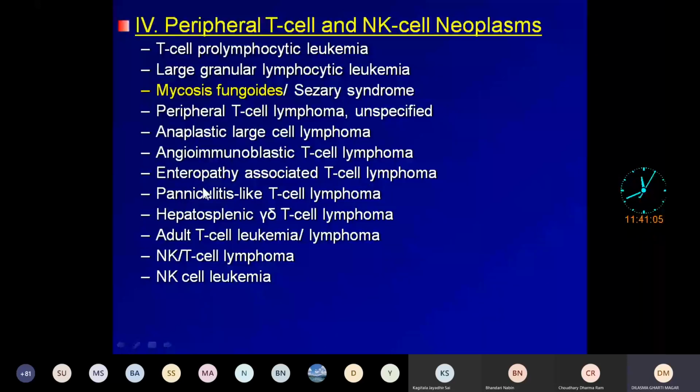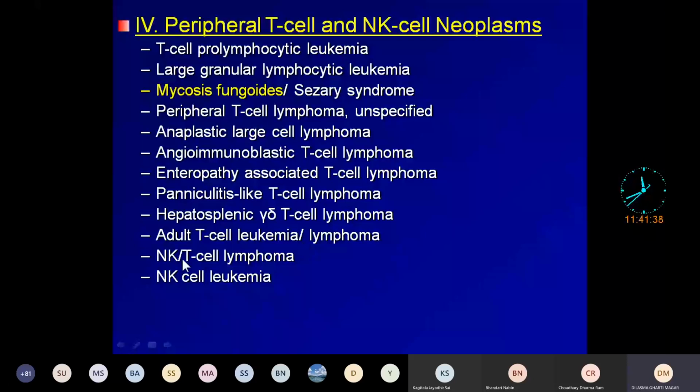And panniculitis like T cell lymphoma. Panniculitis means it is the inflammation of the fat cells or the adipose tissue, that is known as panniculitis. So the name is like panniculitis like T cell lymphoma. And hepatosplenic T cell lymphoma is there. Gamma delta T cell lymphoma is there. And adult T cell leukemia/lymphoma is there. And natural killer T cell lymphoma, and then NK cell lymphoma is there.